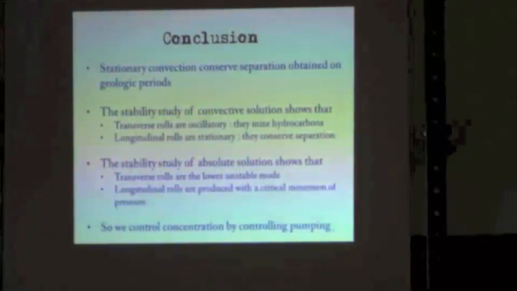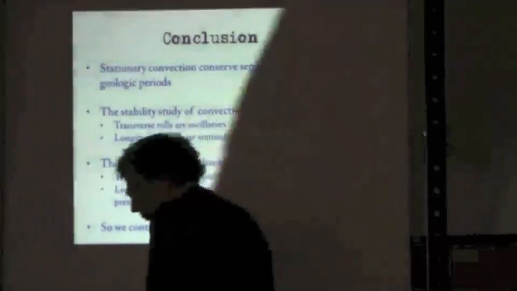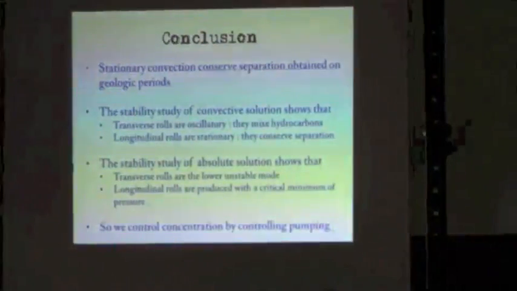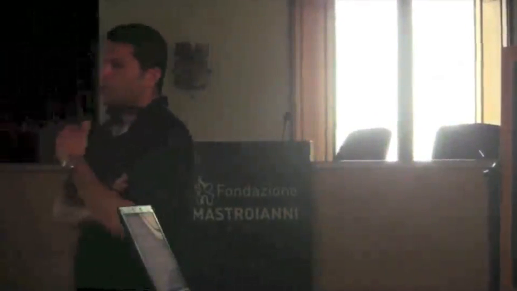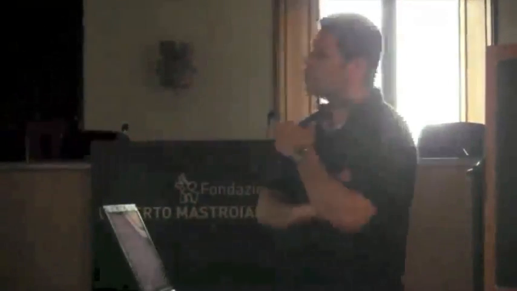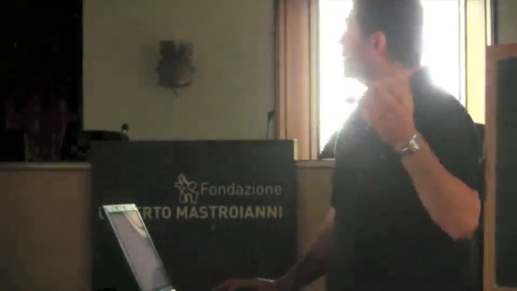To conclude, stationary convection conserves separation obtained over geological periods. The stability study of convective solutions shows that transversal rolls are oscillatory, but longitudinal rolls are stationary. They conserve separation. The stability of absolute solutions shows that transverse rolls are the lower unstable mode. They appear before longitudinal rolls, before the stationary state. The longitudinal rolls are produced with a critical minimum of pressure, so we can control concentration by controlling pumping. And I thank you for your attention.